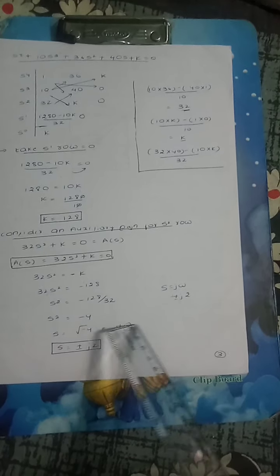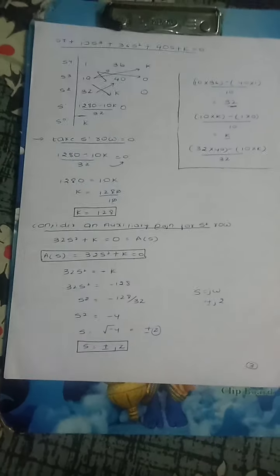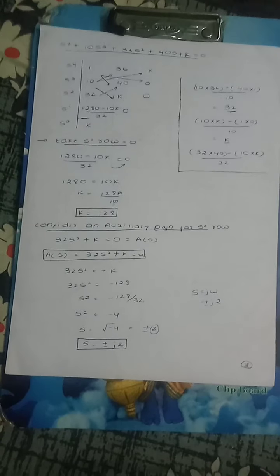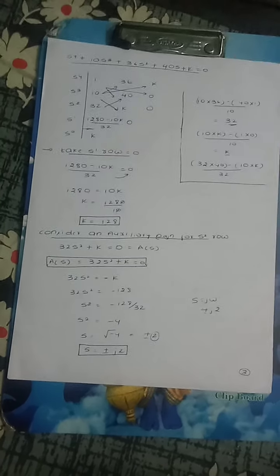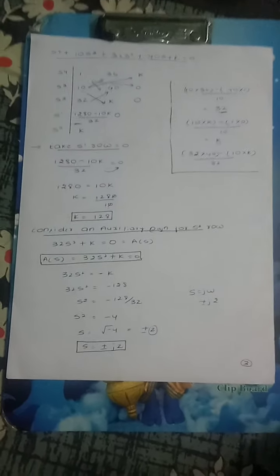As I told in the previous problem, you should take it as omega. So s is equal to plus or minus j omega. So I can write s is equal to plus or minus j2. Keep in mind that you always make the s to the power of 1 row equal to 0, so you will get the k value. Then for the s square row, you write the auxiliary equation: number into s square plus k is equal to 0, and determine the value of s in terms of j omega.